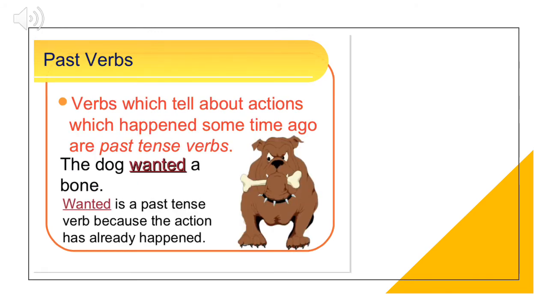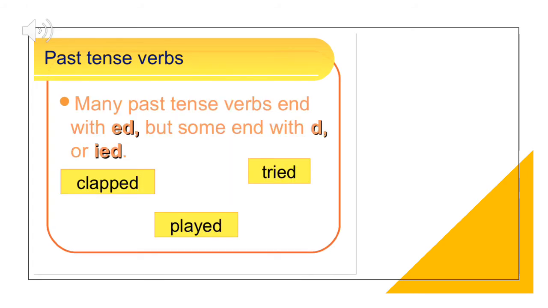Past tense verbs. Verbs which tell us about actions which happened some time ago are past tense verbs. The dog wanted a bone. Wanted is a past tense verb because the action has already happened. Many past tense verbs end with ED, but sometimes they can end with a D or an IED. Clapped, played, tried.